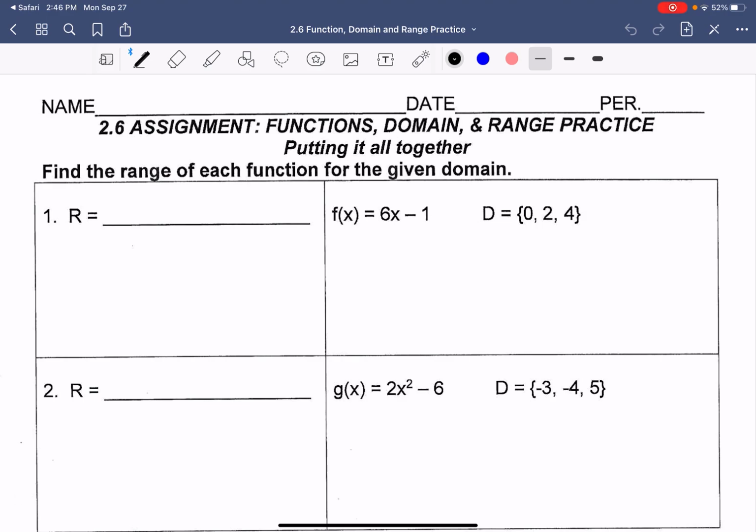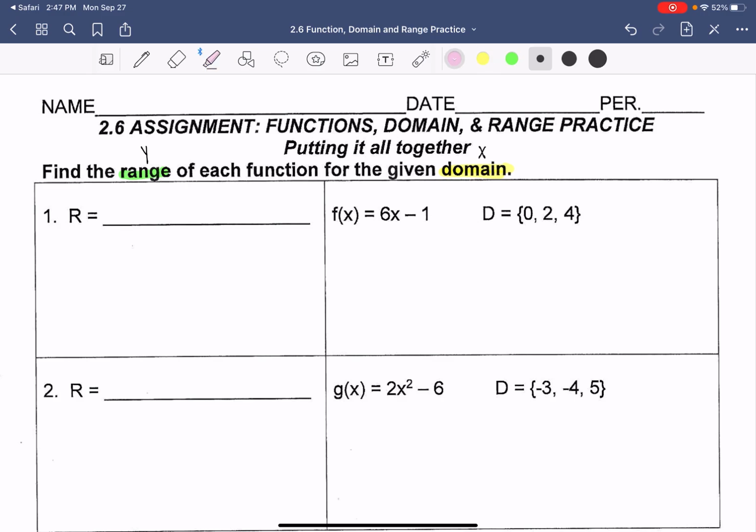All right, this first one wants us to find the range of each of the functions of the given domain. Guys, range isn't just another word for your y's. Okay, so this is your y values. And domain is just another word for your x values. So what it is saying is, find the y values for every x value you put into the function.